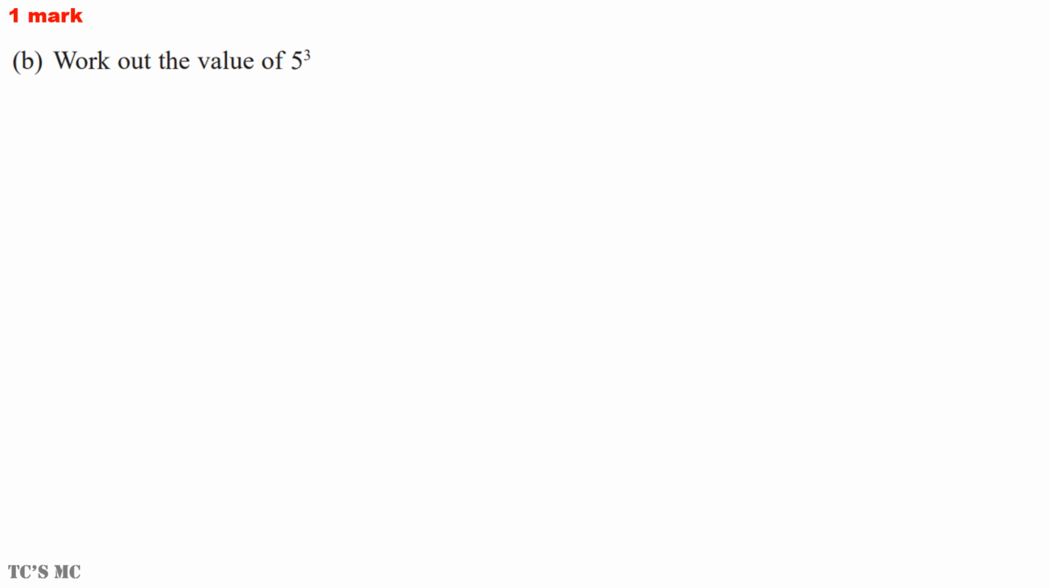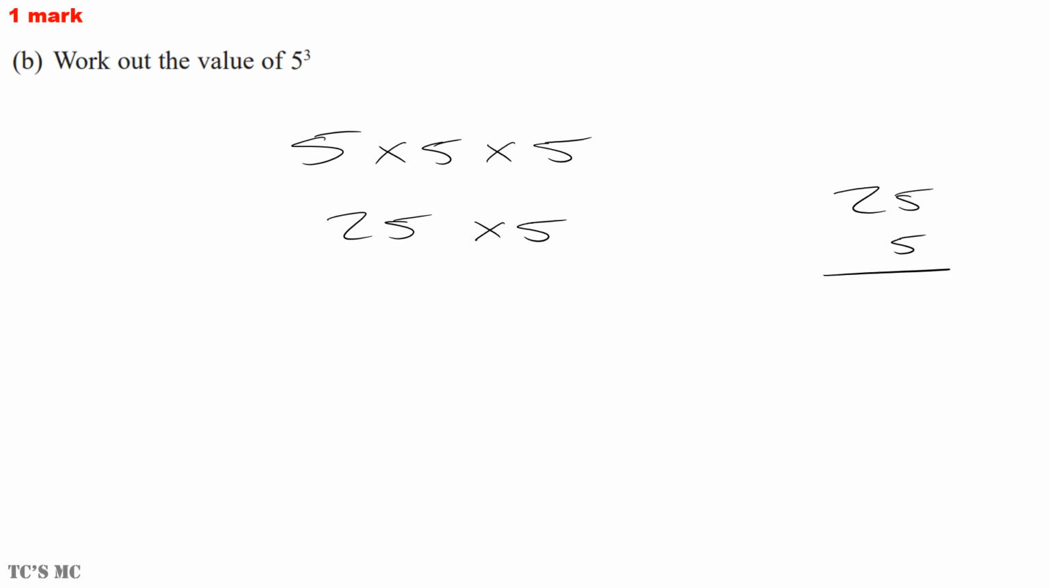Work out the value of 5 cubed. It's checking to see, do you understand what this little 3 means? It means 5 multiplied by 5 multiplied by 5. So we would get 25 multiplied by 5. And if you don't know what that is, then do your column method, do any kind of written method to work that out. So 5 multiplied by 5 is 25. 5 multiplied by 2 is 10. Add on the 2 and you've got 125.